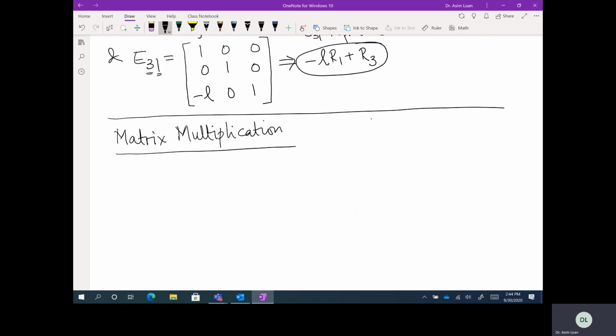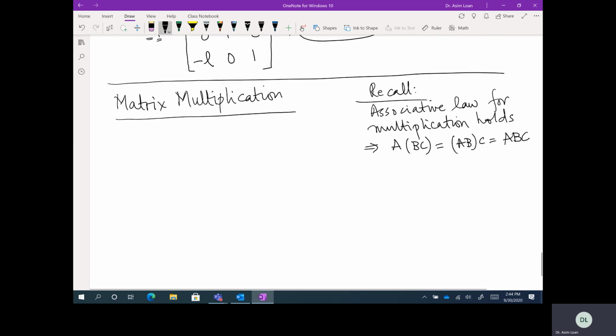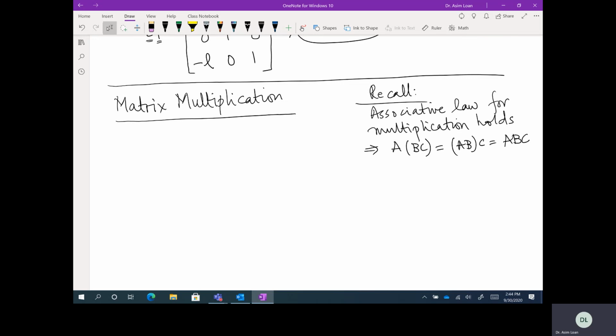So again, recall the associative law for multiplication holds, which simply means A times BC equals AB into C, which simply means ABC. The associative law holds always, but the commutative law in general does not hold. So we know E times AX equals E times B. Whatever you do on A here, you're going to do the same operation on B.